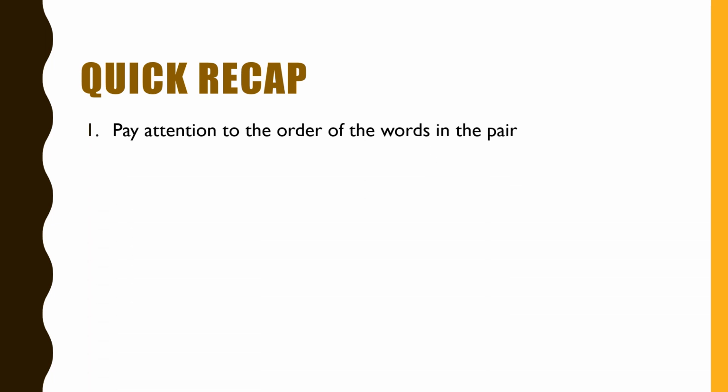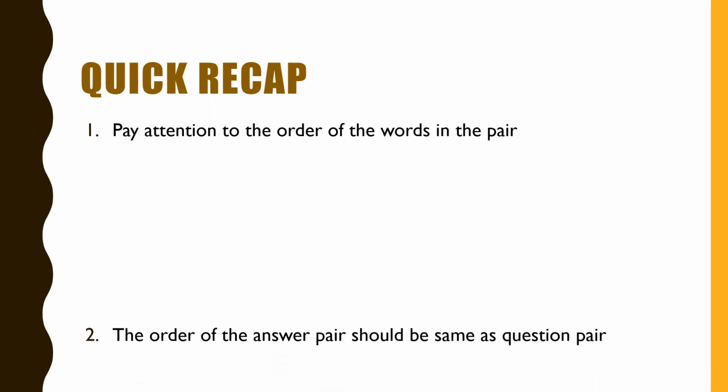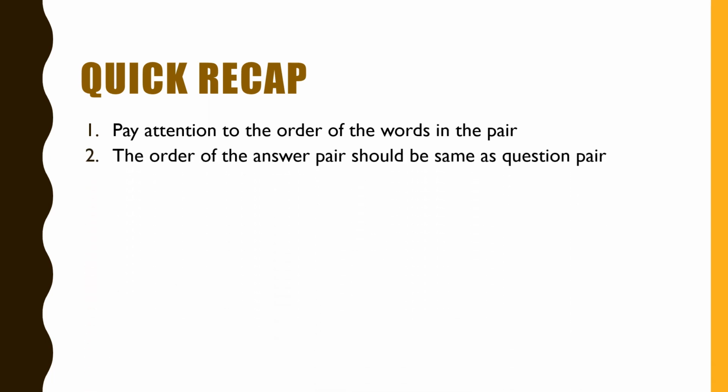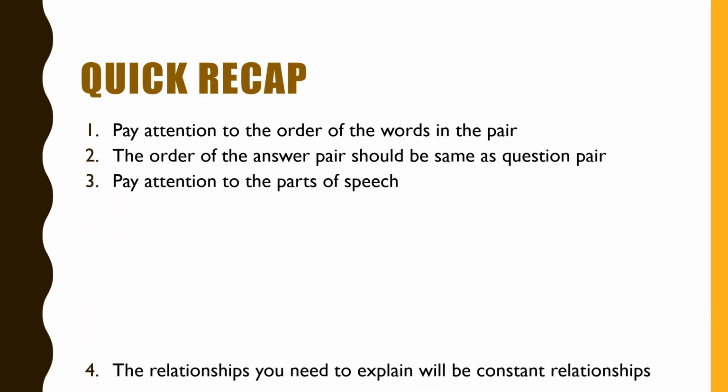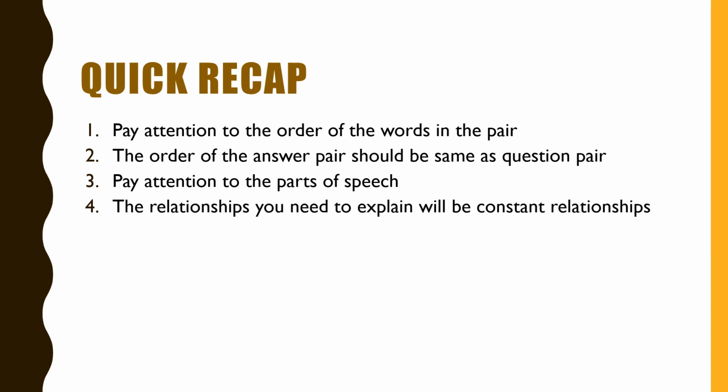So, let's have a quick recapitulation. Point number 1, pay attention to the order of the words in the word pair. Point number 2, the order of the answer pair should be same as question pair. Point number 3, pay attention to the parts of speech. Point number 4, the relationships you need to explain will be constant relationships.